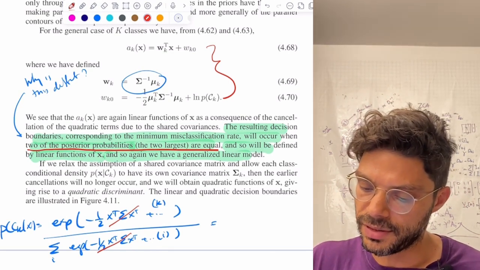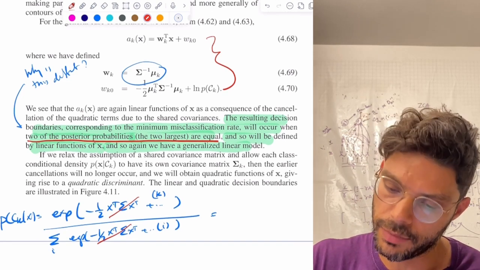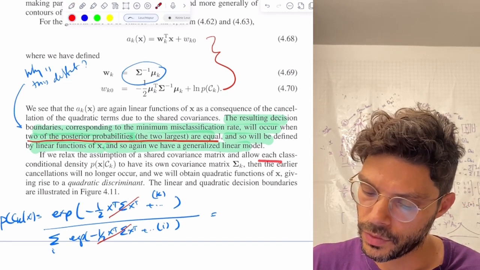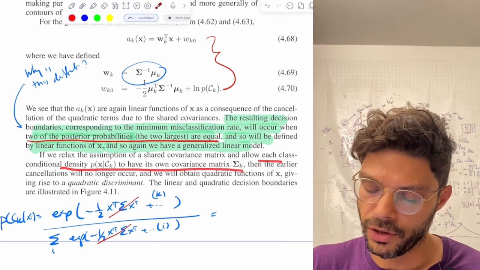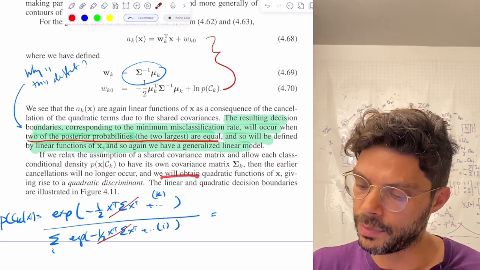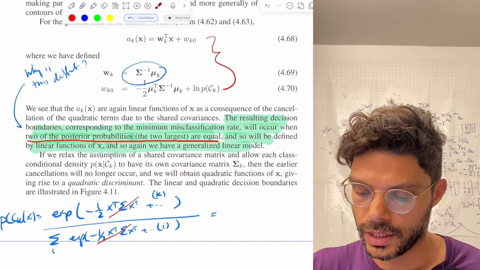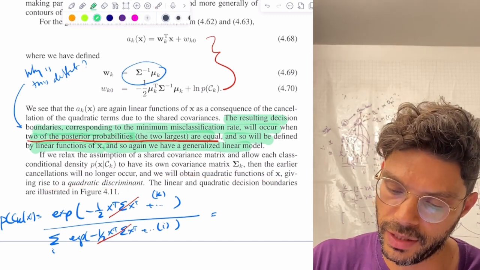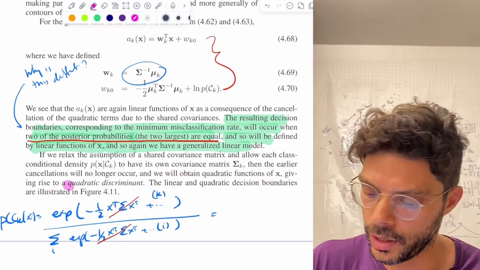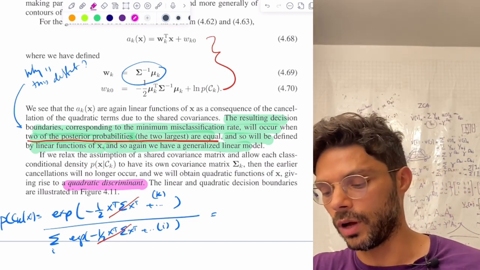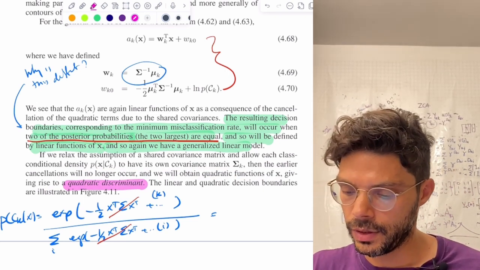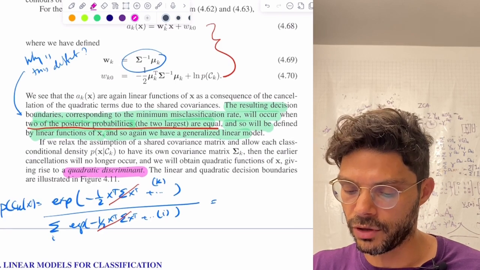If we relax the assumption of a shared covariance matrix, things get more complicated. If each class has its own covariance, then the earlier cancellation will no longer occur, and we will obtain quadratic functions of x, giving rise to a quadratic discriminant. That's good to know about, but we're not going to discuss it here because we're talking about linear models. Linear and quadratic decision boundaries are illustrated in figure 4.11.